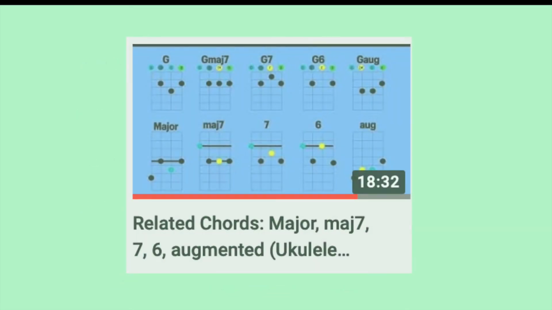Have a look at the other one I did, showing how 6th, 7th, major 7ths, and augmented chords all have a similar relationship.